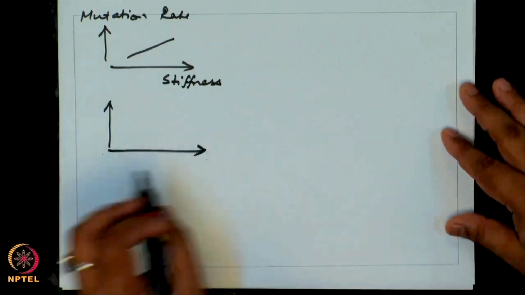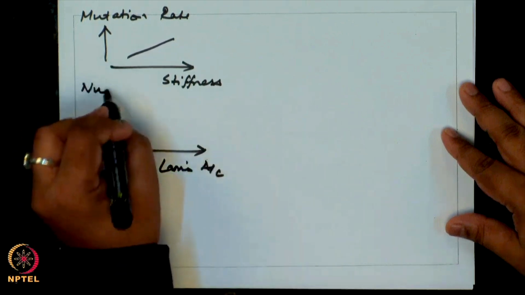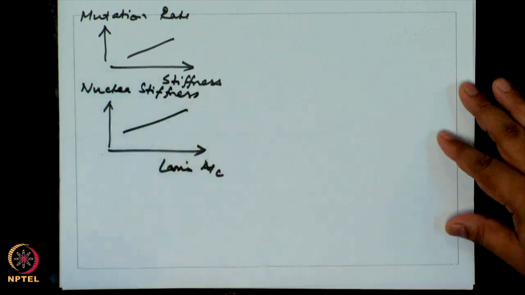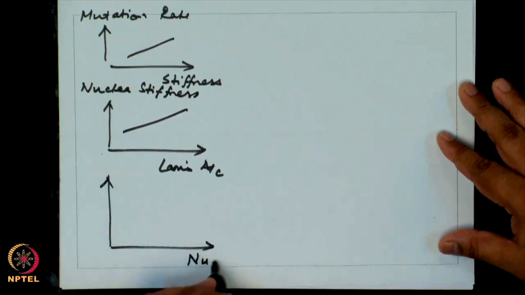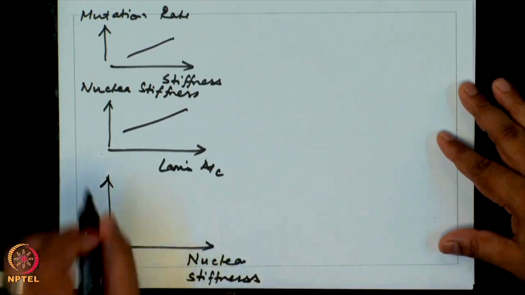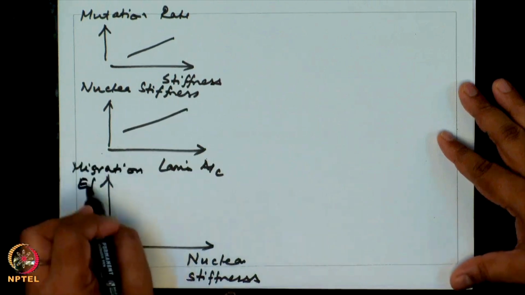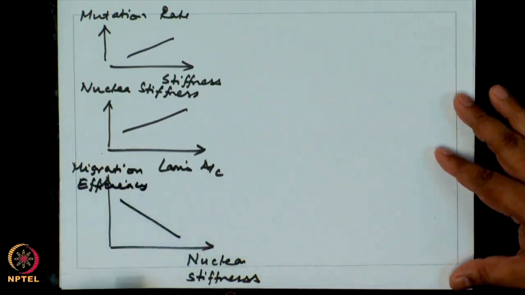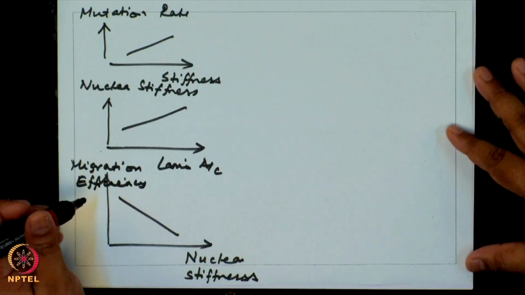Your lamin AC and nuclear stiffness are also positively related, and nuclear stiffness and migration efficiency have a negative correlation. So, if the nucleus is very stiff, then it is less efficient in migration.